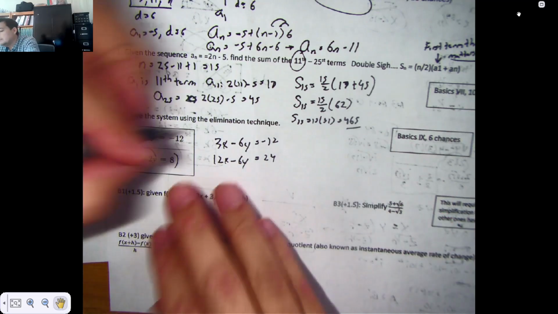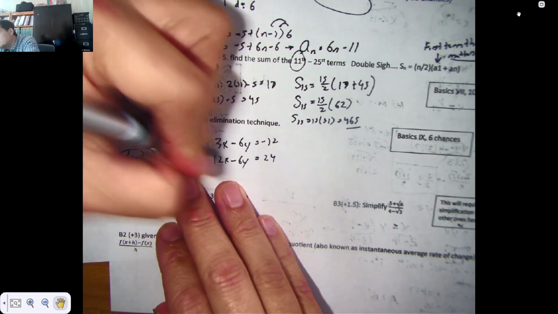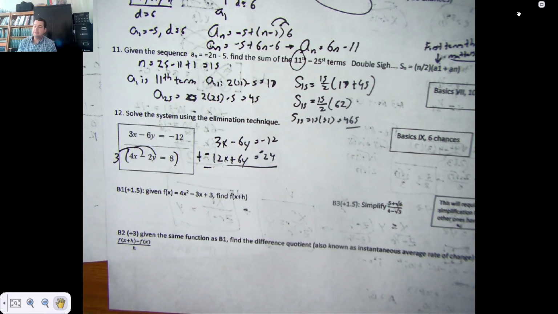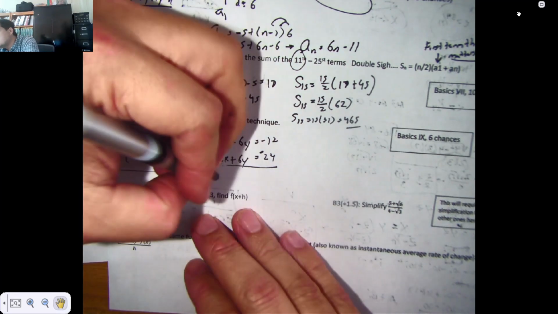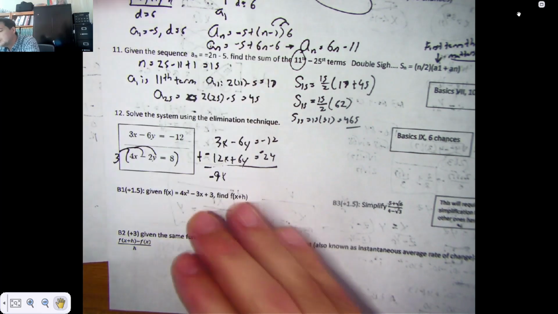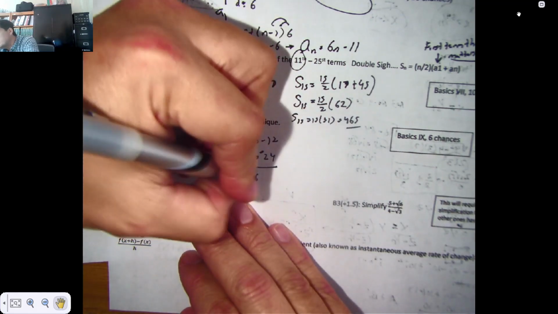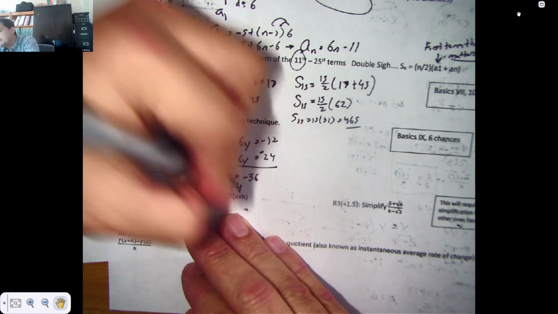Happens. Add opposites. I've been showing you adding opposites on long division. Try it here, see if you have better luck. Add opposites, okay? So 3x plus a negative 12x is negative 9x. The y's cancel. Negative 12 and negative 24 sums to be negative 36, and my x value is 4.